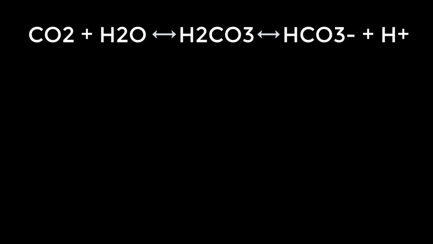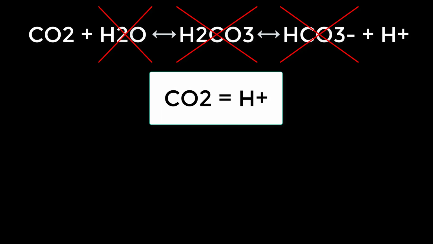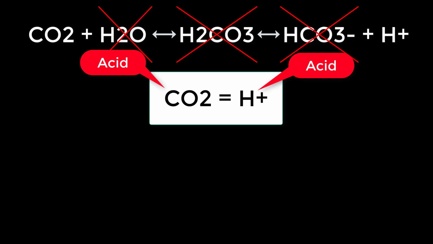Before we continue with this equation, we need to make a simple connection. If we simplify this equation, we reach CO2 equals H plus. Remember, H plus is an acid. So if CO2 equals H plus, then the more CO2 means more H plus, or more acid. So in that sense, CO2 is acid.